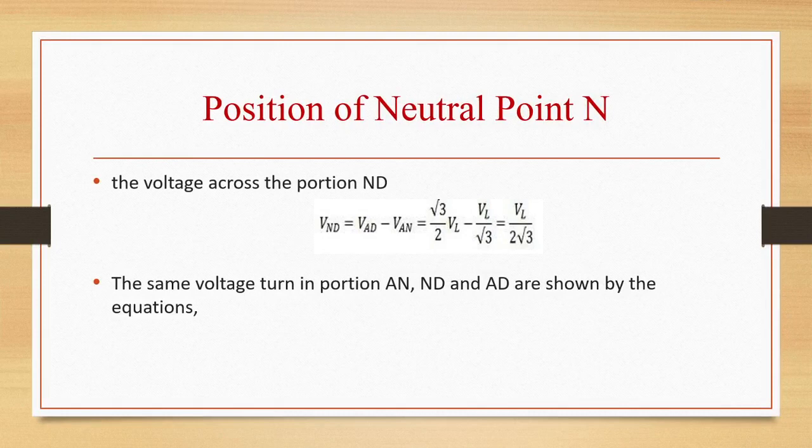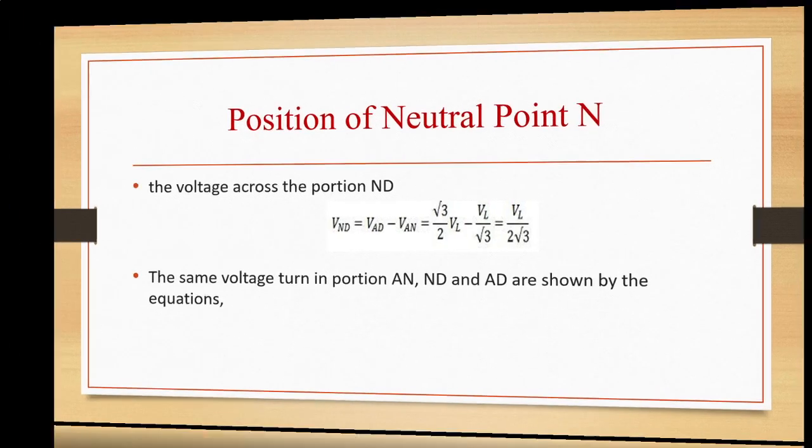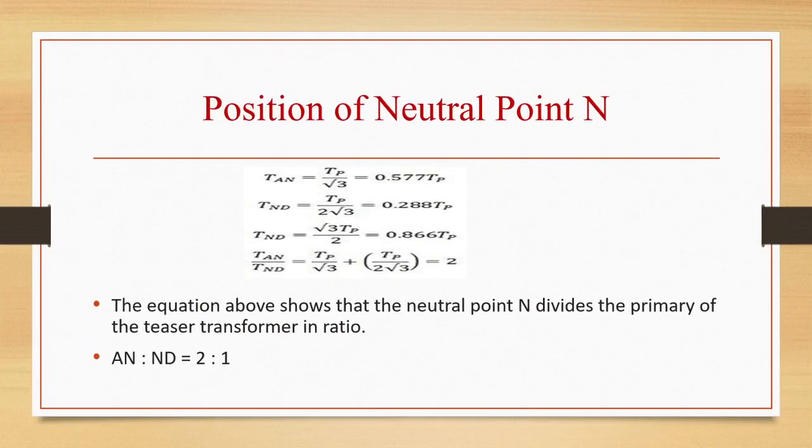So voltage across the ND can be written as VND is VAD minus VAN, that is root 3 by 2 VL minus VL by root 3. So it will become VL by 2 root 3. Same voltage turn proportion AN, ND and AD are shown by the equations as TAN, TND. Okay, so TAN equal to TP by root 3, that is 0.577 TP. TND is TP by 2 root 3, 0.288 TP.